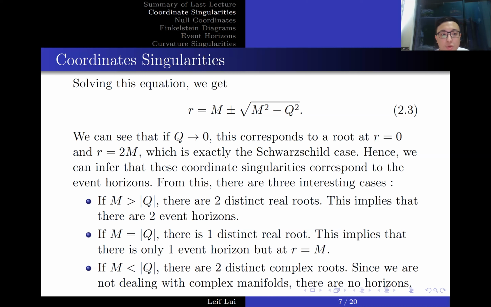Another interesting case is when m is equal to the absolute value of Q. So this means that the discriminant is 0, and hence there's only 1 distinct real root, or 1 degenerate root. So this means that there is only 1 event horizon, but notice that this event horizon is not at r equals 2m, it is at r equals m. So by adding a charge component that is equal to the magnitude of the mass of the black hole, we have an event horizon that is reduced.